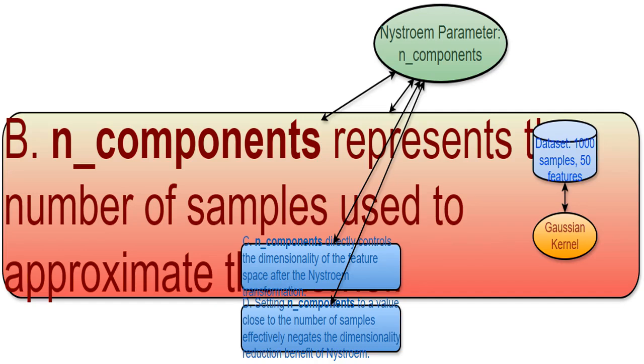This is also correct. If you set the number of components close to the number of samples in your dataset, you're essentially not reducing the dimensionality. You're defeating the purpose of using Nystroem in the first place. Remember, the primary goal of Nystroem is to efficiently reduce dimensionality.